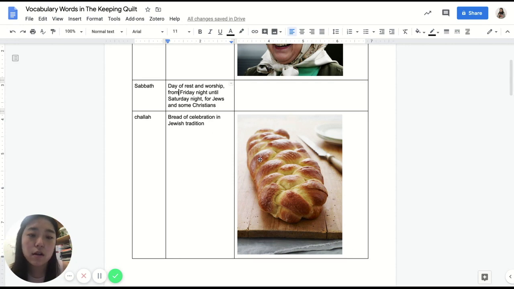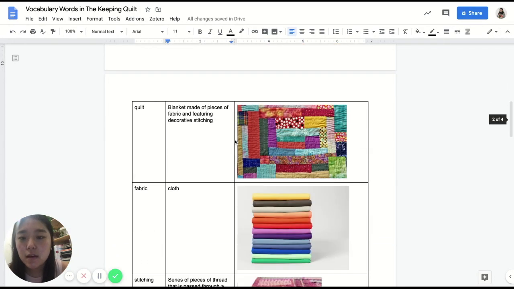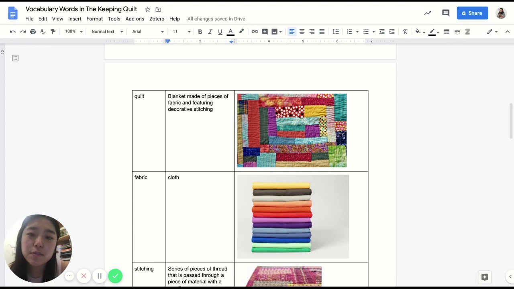And so this is what challah bread looks like. You can sometimes see this in the grocery stores, especially in Brooklyn. A quilt. So a quilt is a blanket made of pieces of fabric and featuring decorative stitching. So it was kind of silly that some of you wrote this word down, but I realized that it may be difficult to picture it in our heads, even though it's in our text. And so here's what a quilt would look like.